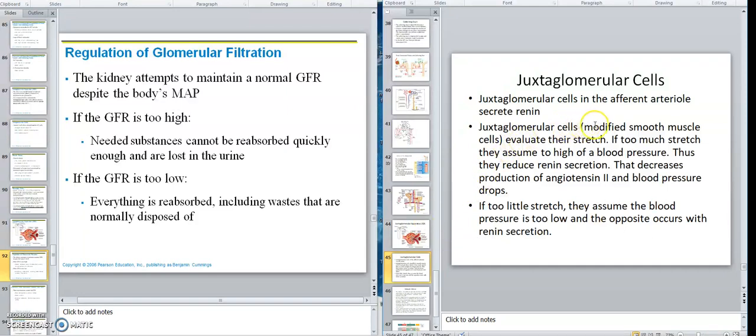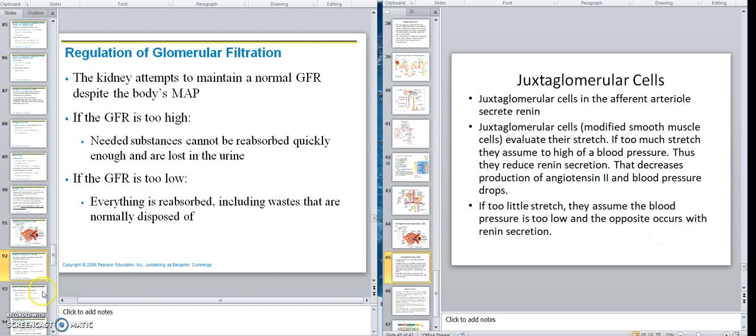The juxtaglomerular cells are modified smooth muscle cells. They evaluate their stretch. If too much stretch, they assume too high of a blood pressure. Thus, they reduce renin secretion. That decreases the production of angiotensin II. Go back and study your cardiovascular. So the blood pressure drops. If too little stretch, they assume the blood pressure is too low, and the opposite occurs.